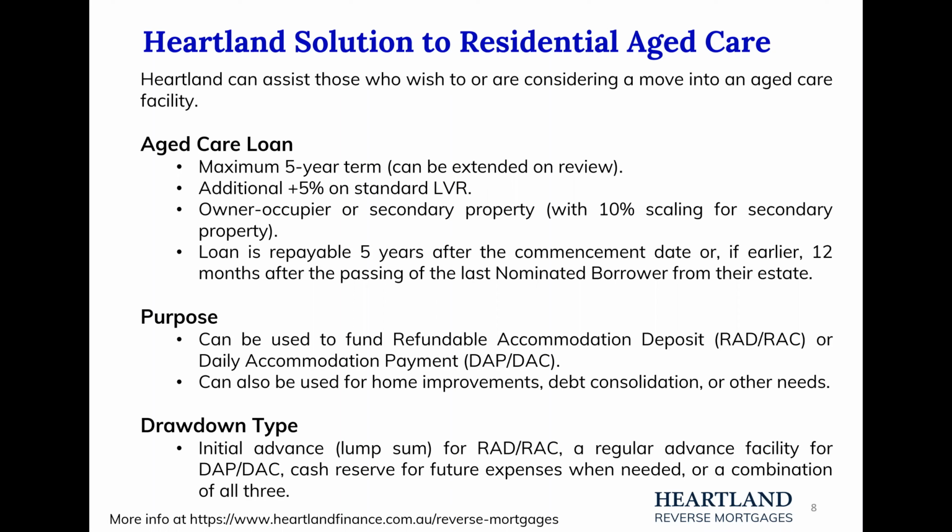And this can be applied to an owner-occupied home or a secondary property loan. For a secondary property, 10% scaling would usually apply. Standard reverse mortgage would be 25% scaling, but for the aged care loan, it's only 10%. The loan will be repayable 5 years after the commencement date, or if earlier, 12 months after the passing of the last nominated borrower, from their estate. And also, not to confuse things, say if the borrower passed away at 4 years and 2 months, the loan would still be required to be paid at year 5.